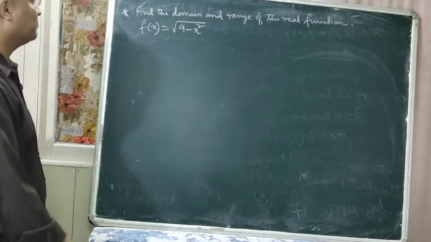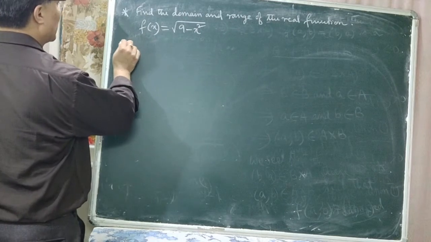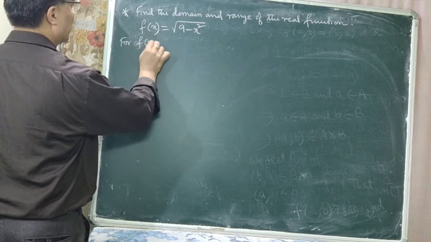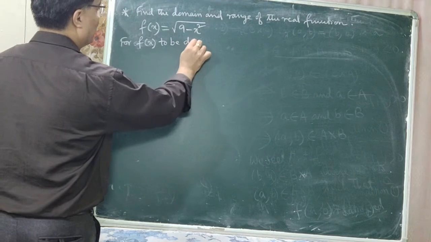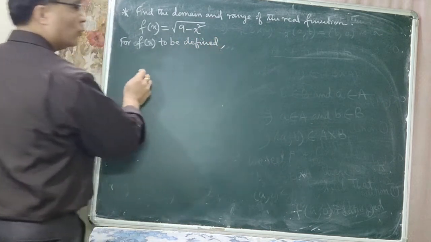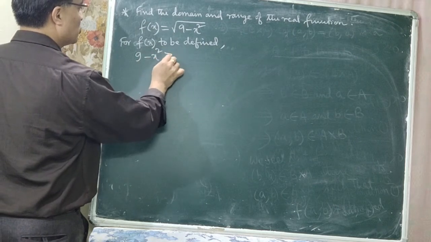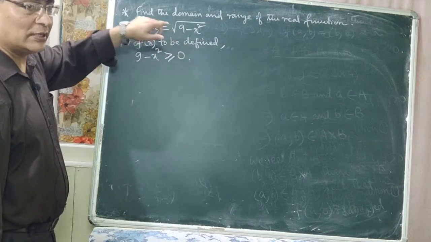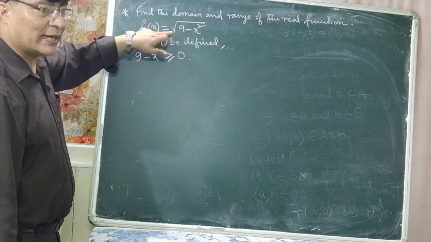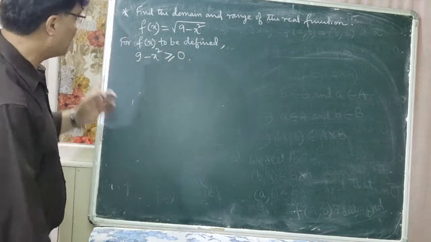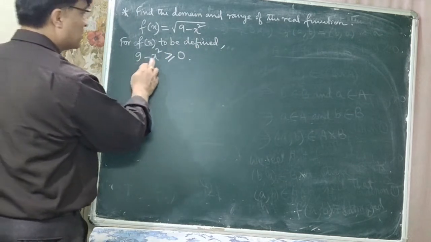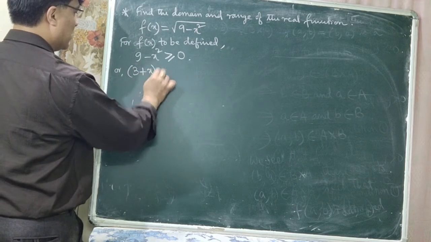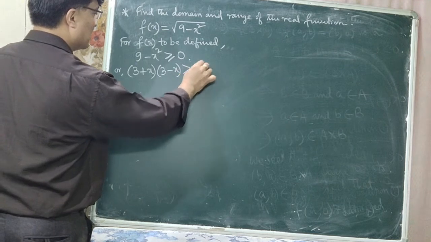Okay, so let us find out the domain, that is the values of x for which f of x is defined. So in this case, for f of x to be defined, we should have 9 minus x square greater than or equal to 0, isn't it? The expression inside the square root should not be negative. Root over 0 is 0 and square root of a positive number is defined. That means for f of x to be defined, 9 minus x square should be greater than or equal to 0. Okay, so you can factorize it: 3 plus x into 3 minus x greater than or equal to 0.